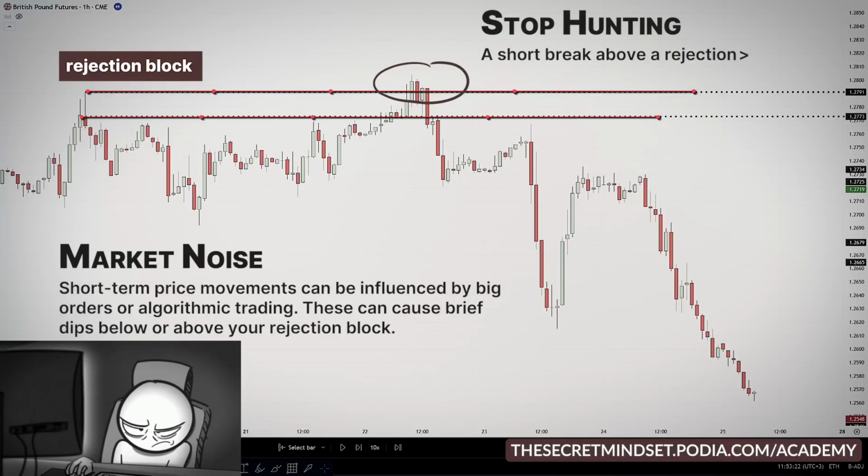There's also stop hunting. You know that big players like to push the price below obvious support levels to trigger stop losses before reversing the move. A short break below a rejection block could simply be a shakeout of weak hands, and sometimes the market needs one last push lower to confirm that buyers are still interested at these levels.